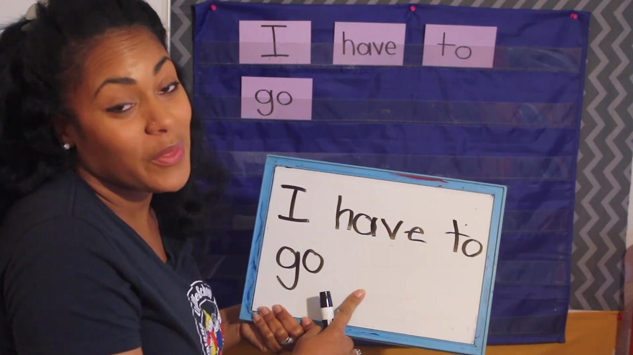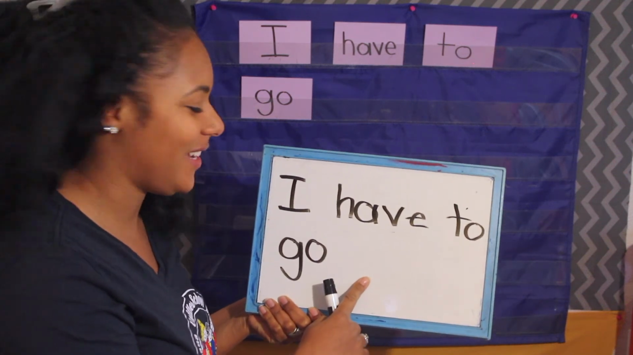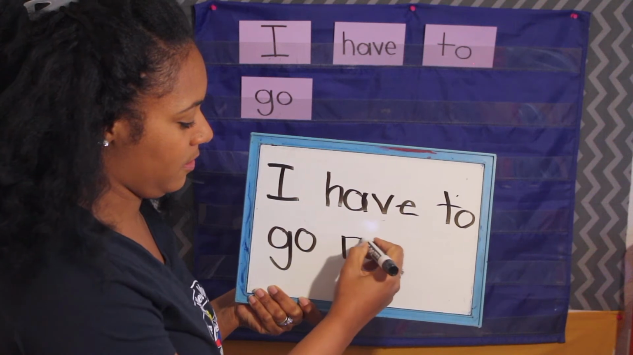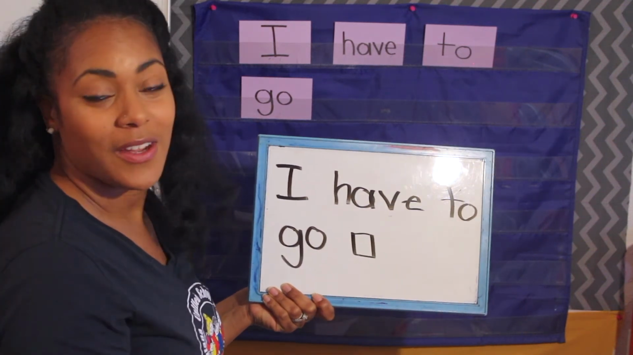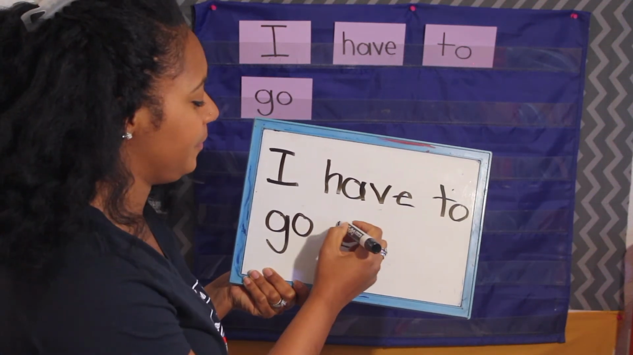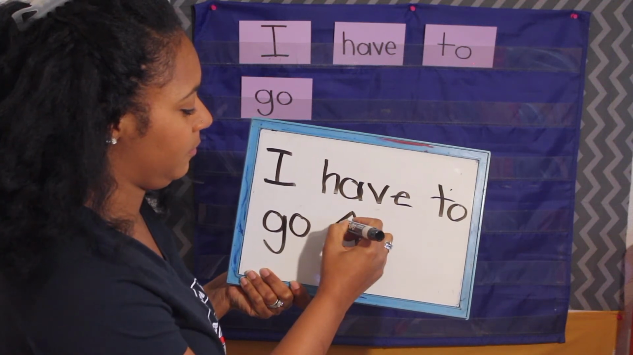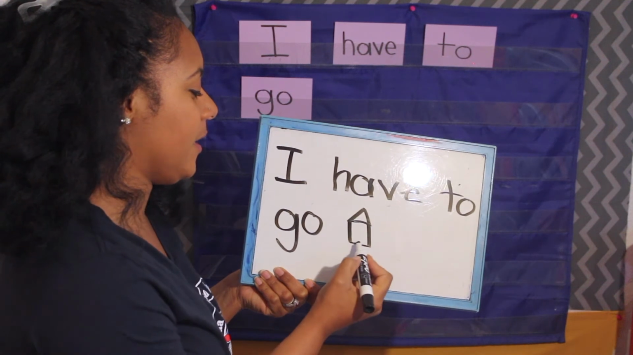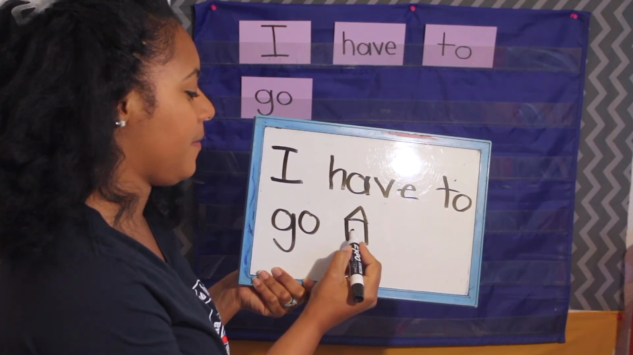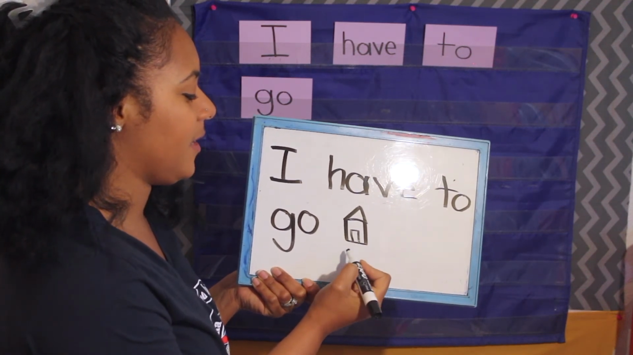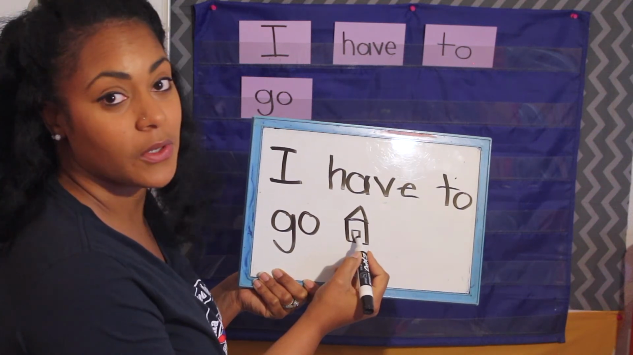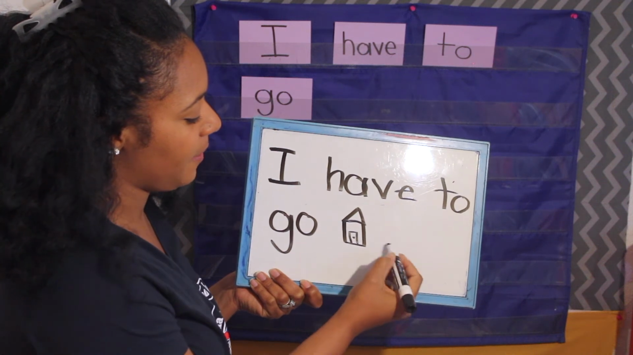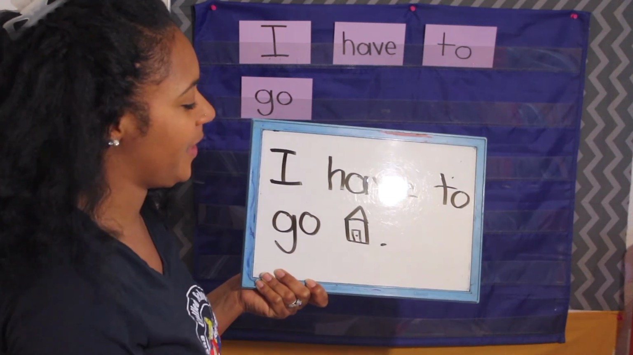We haven't learned how to read the word home yet, but we can draw a picture of it. Let's start with a square. And then on top of the square, let's make a triangle. Next, we need the door, so let's make a rectangle down here in the center at the bottom. So a rectangle, and a little circle for the doorknob, and then our period. Perfect.